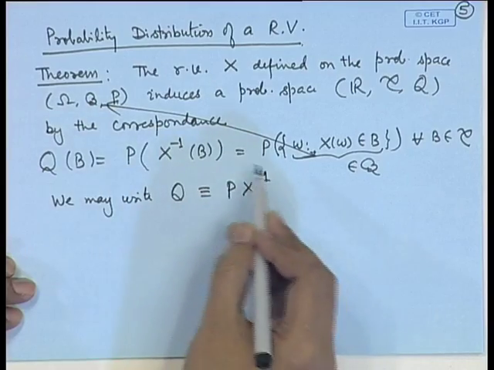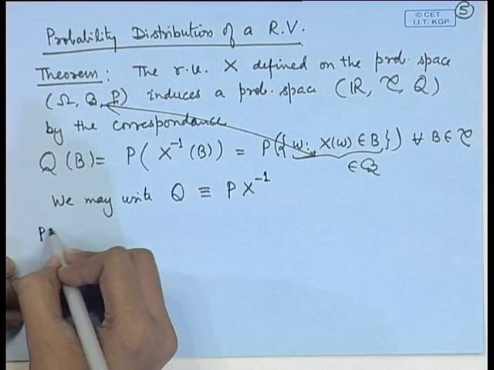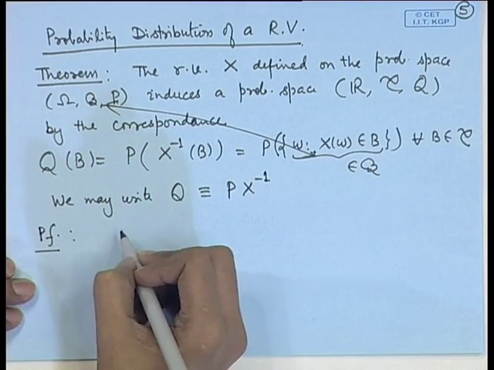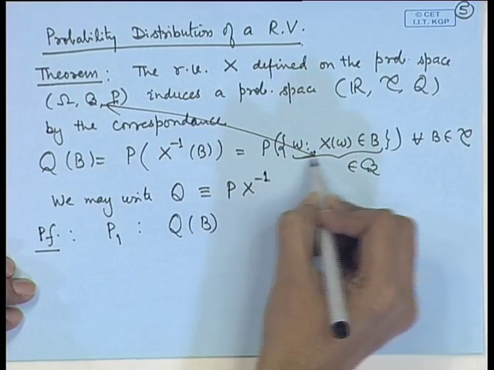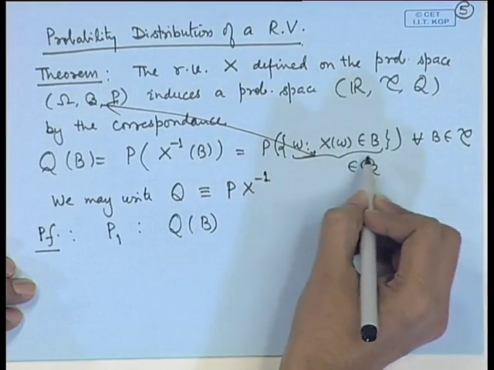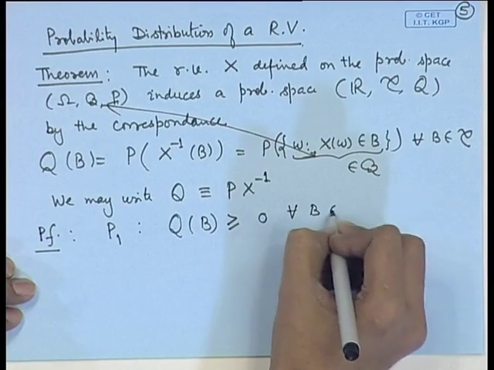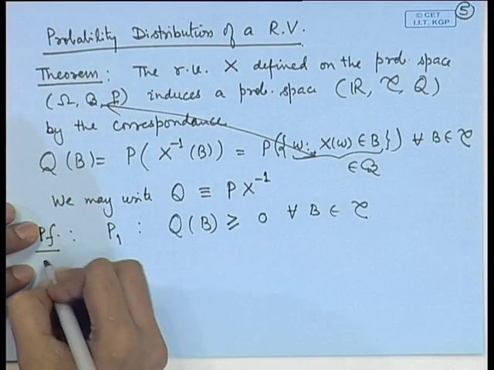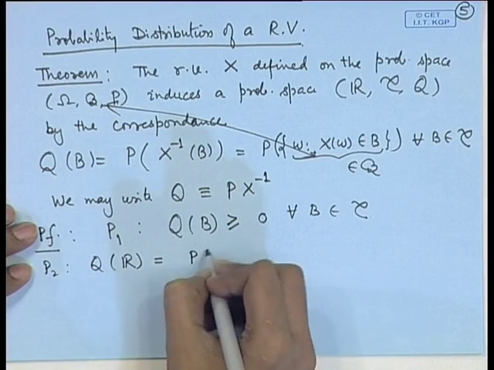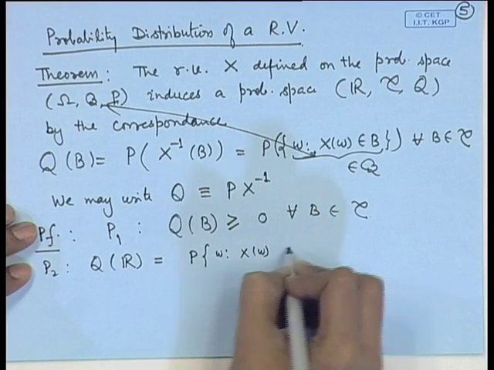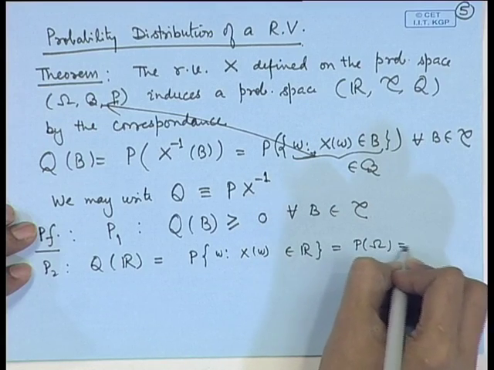Now, immediately one should be interested to check whether it is a valid probability function or not. That means it is satisfying the 3 axioms of probability. We claim that this is true. Let us look at the first axiom. Q(B), since it is equal to a probability in the original probability space, is always greater than or equal to 0. If I consider Q of R, then it is equal to the probability of the random variable taking values in R. Naturally, it is the probability of Omega, and that is equal to 1.